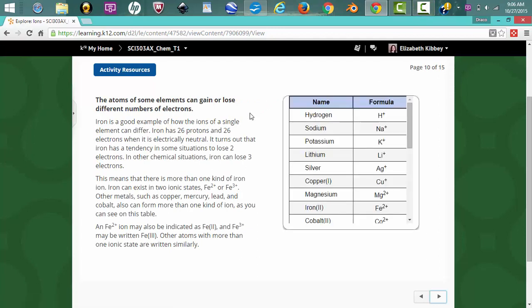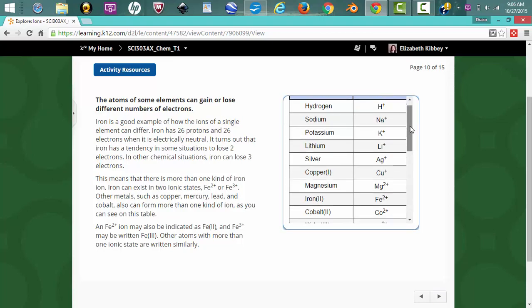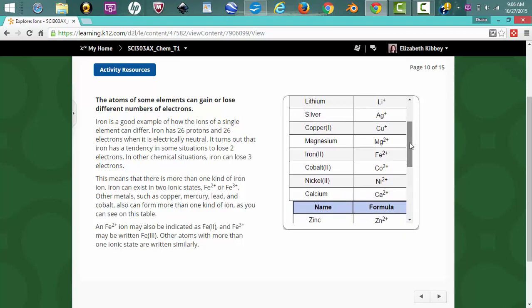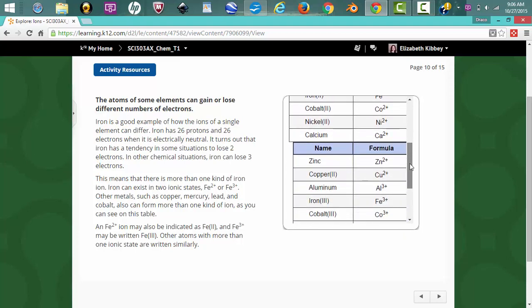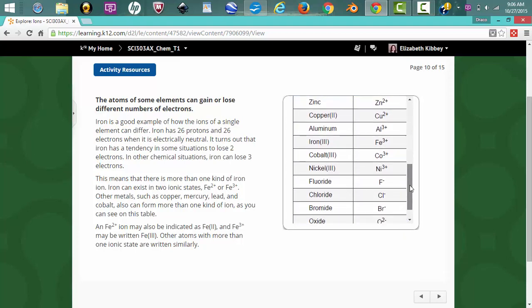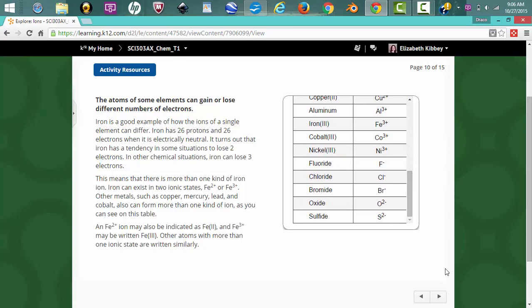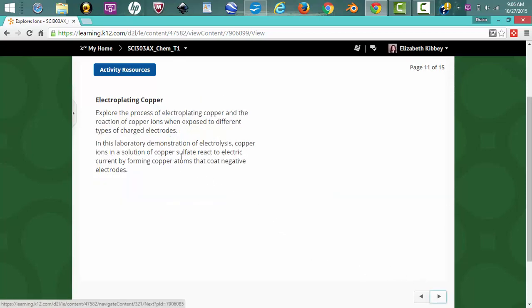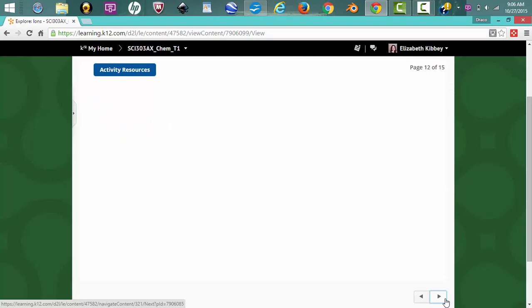The atoms of some elements can gain or lose different numbers of electrons. So, looking really quick at the table, there we go. Okay, we're going to skip the video.